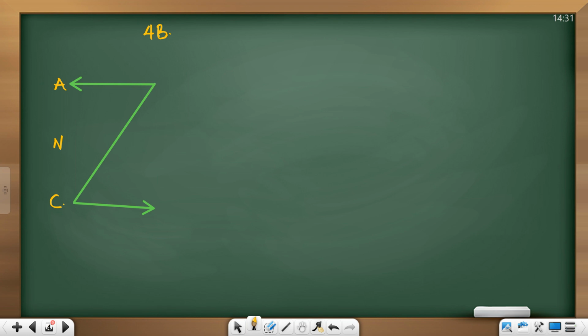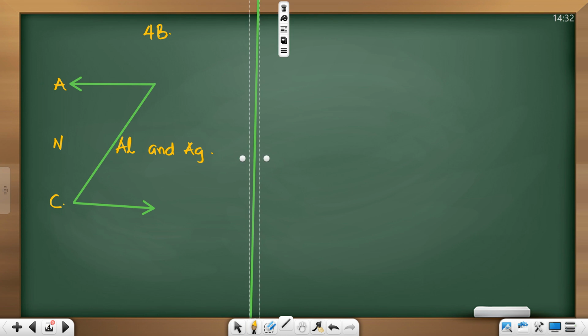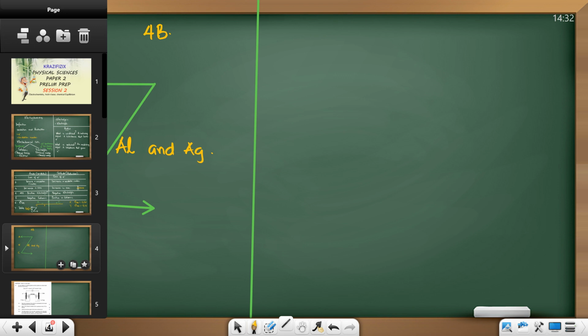Let's try something quickly. Let's look at aluminium and silver, for example. You don't need to stress. Just go to your table. We're dealing with aluminium and silver. I'm going to do a number of things here. Please, everyone, go to your 4B table. I want to believe you have a table. Tell me the one you find first on 4B. Is it aluminium or is it silver?